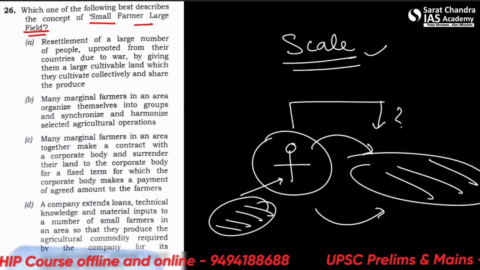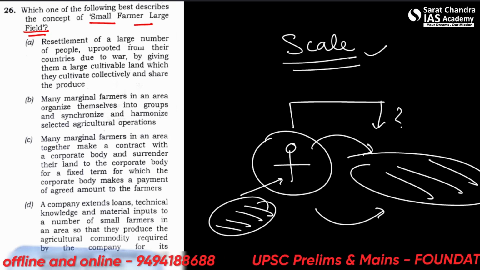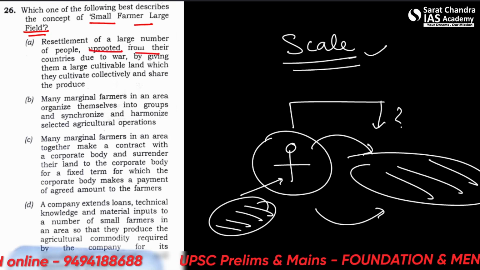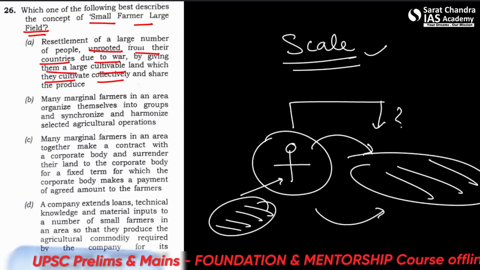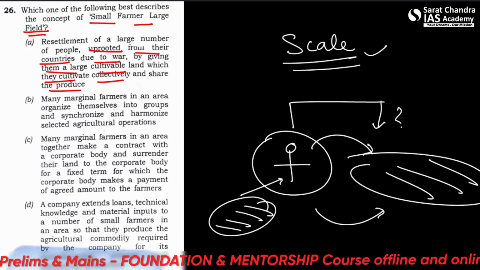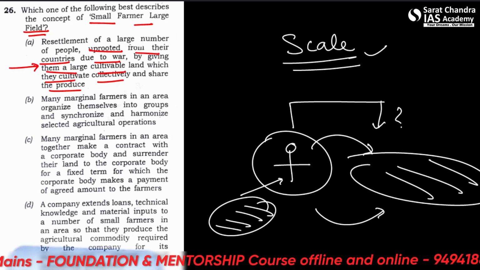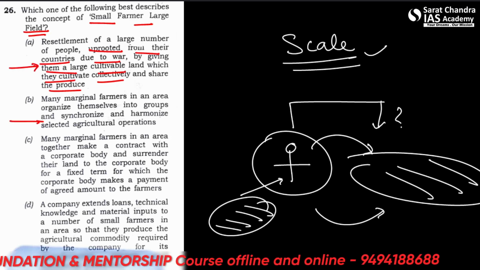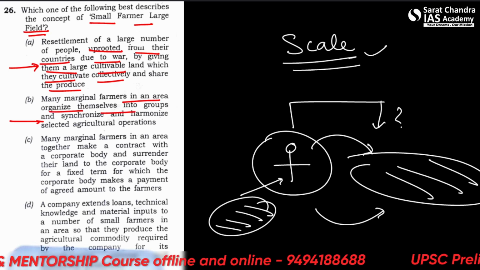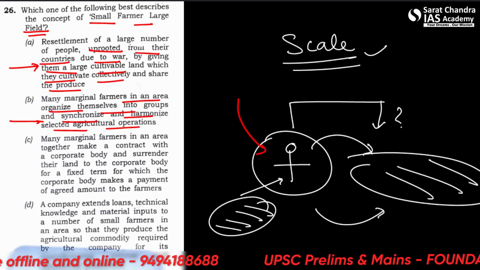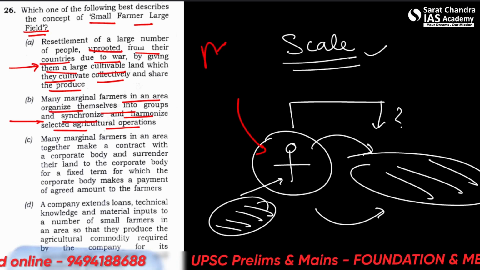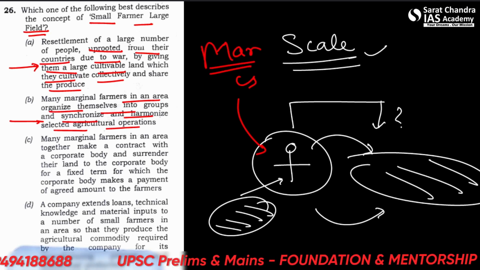So let's see. Resettlement of a large number of people uprooted from their countries due to war, by giving them a large cultivable land, they cultivate collectively and share the produce. Let's see if this defines it. Many marginal farmers in an area organize themselves into groups and synchronize and harmonize selected agricultural operations. So this can be the answer. This is marginal farmer, a small farmer.